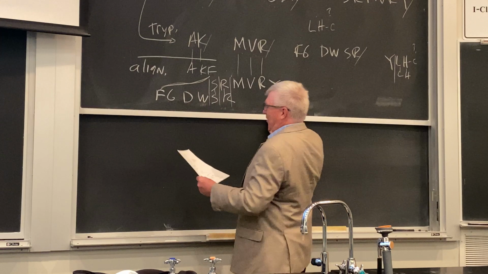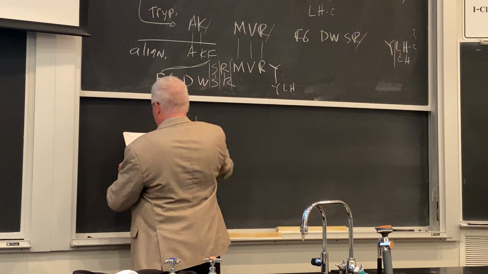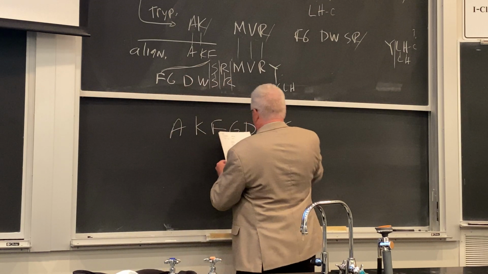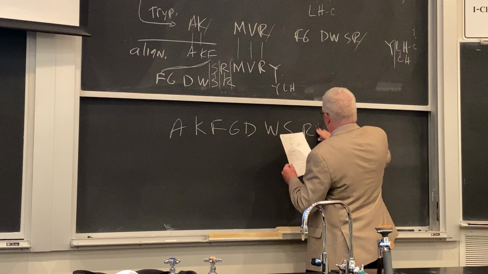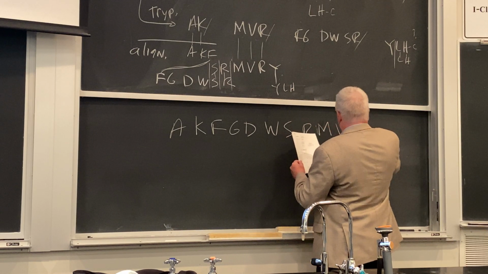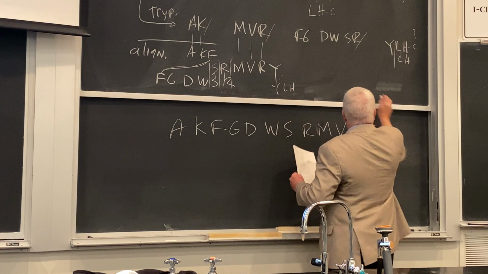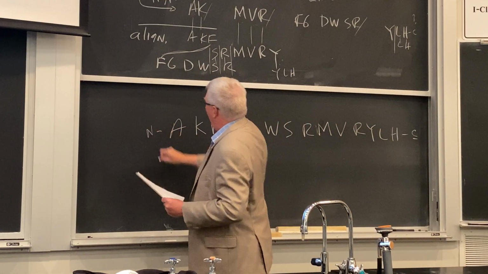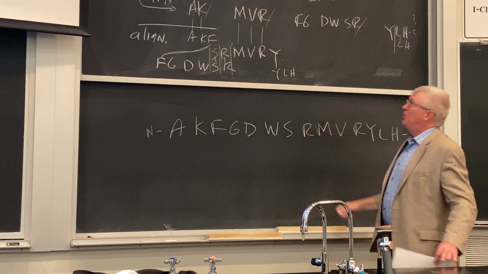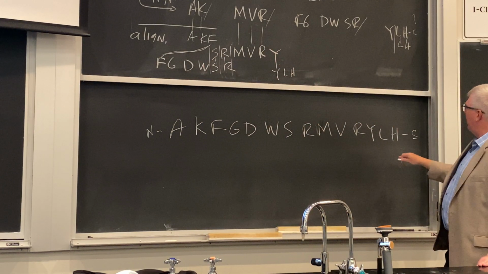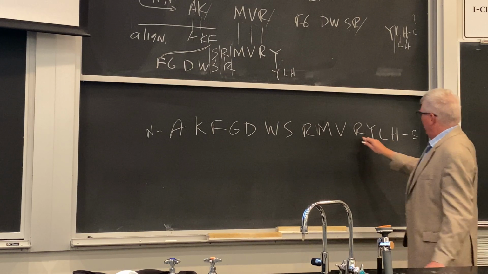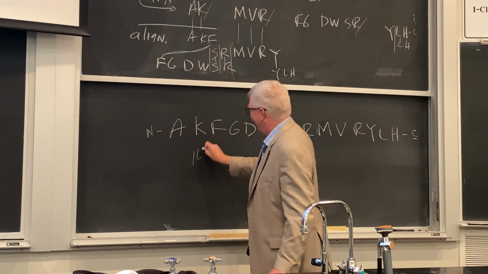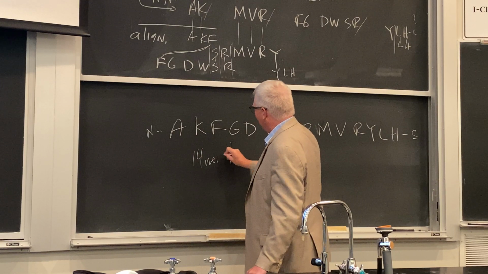Let's draw it out. Let's propose a structure here. Is it A, K, F, G, D, W, S, R, M, V, R, Y, L, H. And again, this is our C terminus, and this is our N terminus. And all this data is consistent with the chymotrypsin and the trypsin digest. We saw all those fragments there. And this is it, right? 1, 2, 3, 4, 5, 6, 7, 8, 9, 10, 11, 12, 13, 14 amino acids. Yeah, there it is.